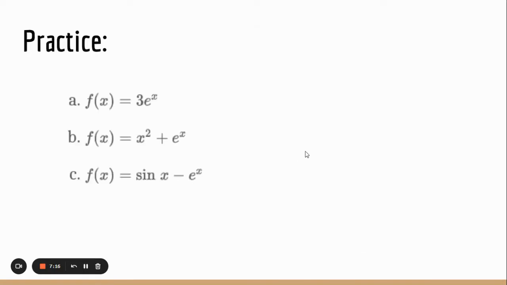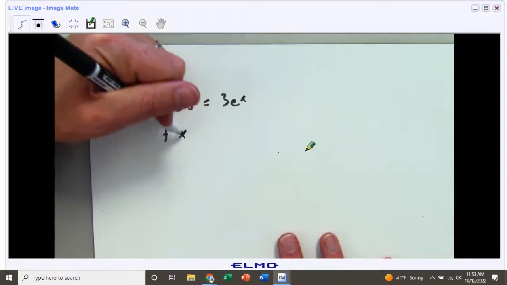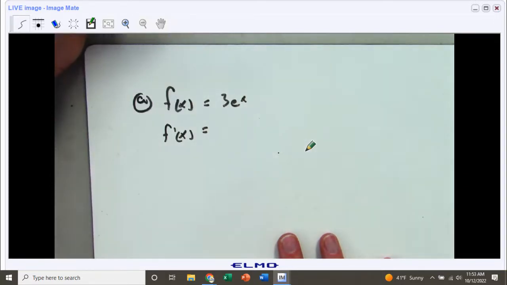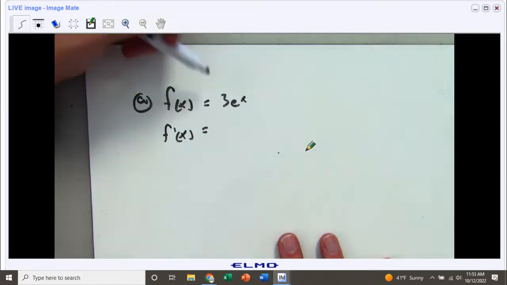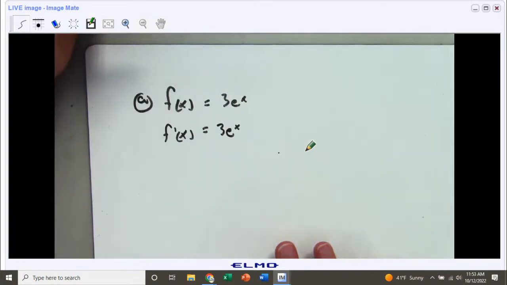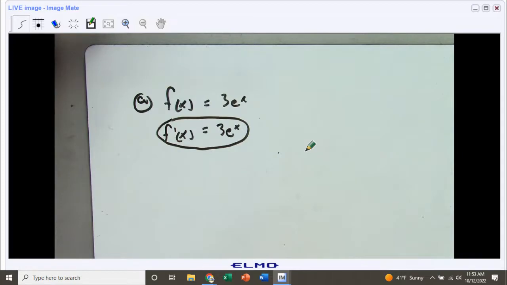So let's take a look at these three now. The first one we have is f of x equals 3 times e to the x power. Let's find the derivative now. Again, what we said before, the 3 is just going to stay there, and then we'll multiply the 3 times the derivative of e to the x. This is a little strange, but the derivative of e to the x is just e to the x. So this is actually all done right here. It looks like the same exact thing.